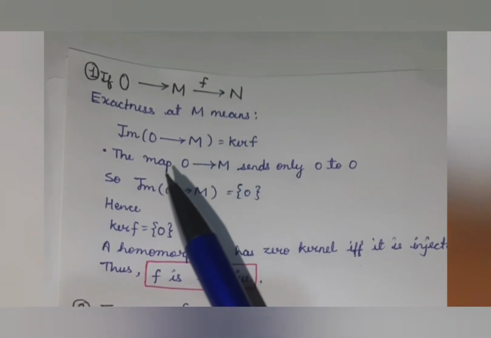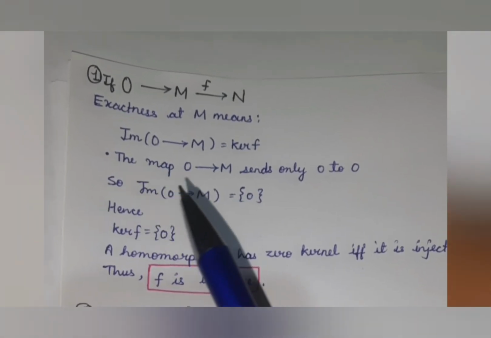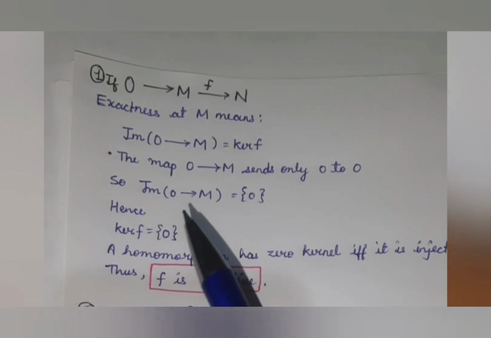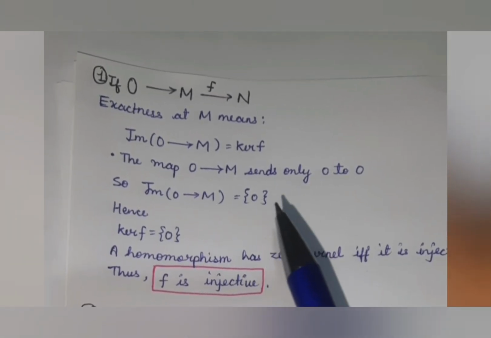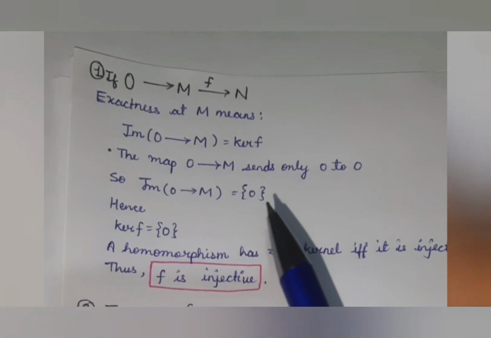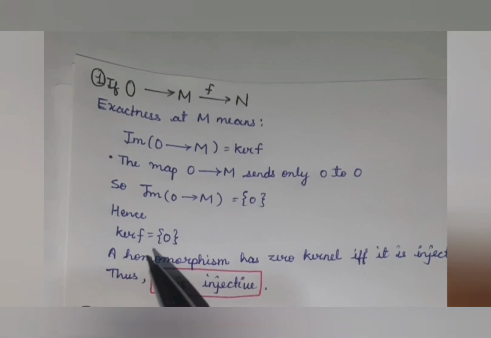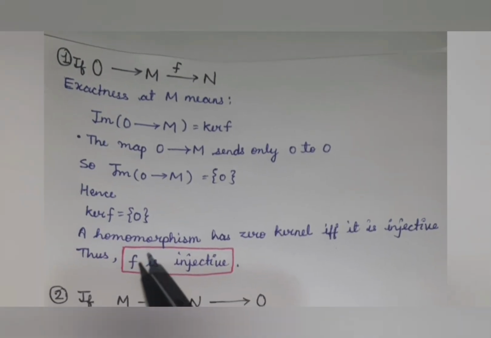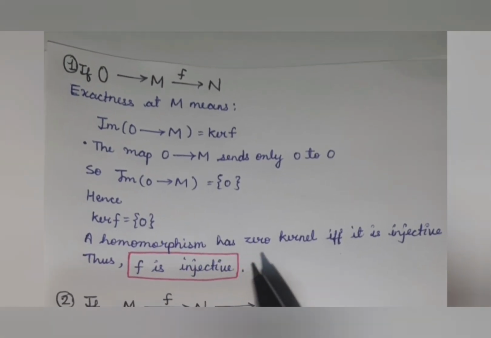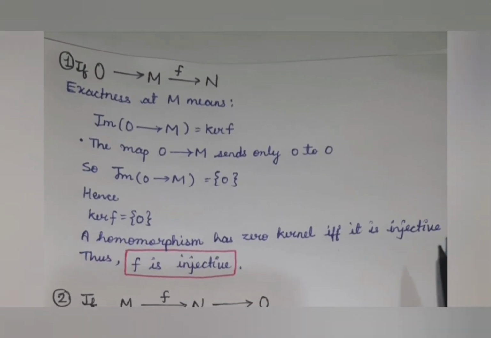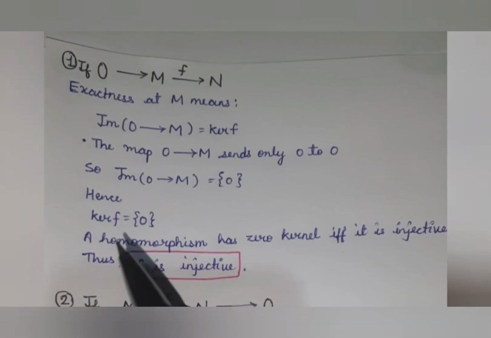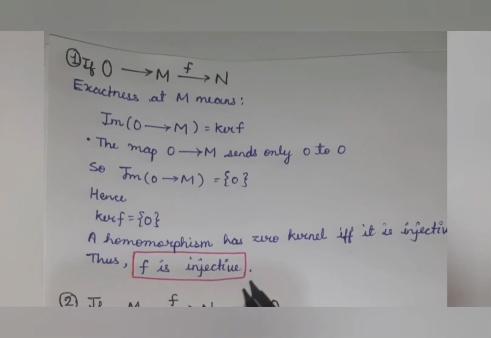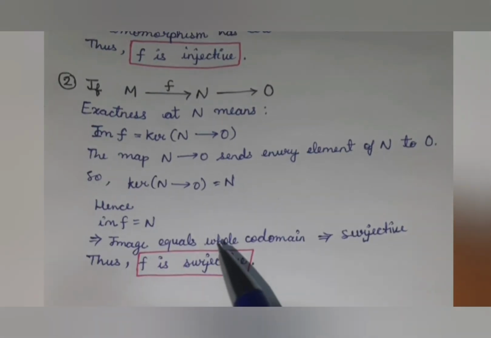Okay, so let's see how we proceed. The map from 0 to M sends only 0 to 0. So the image of the map from 0 to M contains only a single element, that is 0. So the kernel of f is equal to 0. We know an important result that a homomorphism has 0 kernel if and only if it is injective. So here the kernel of f is equal to 0, so f is injective.